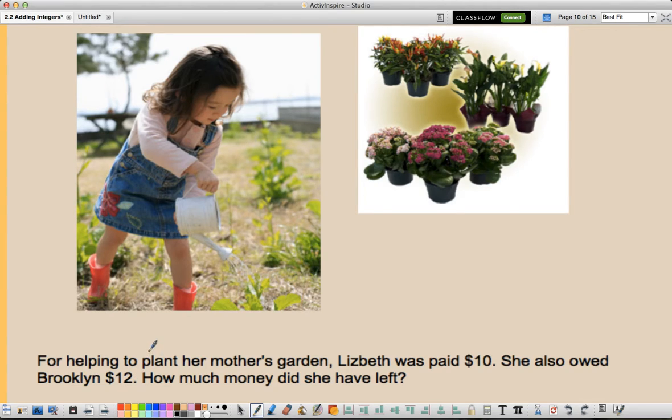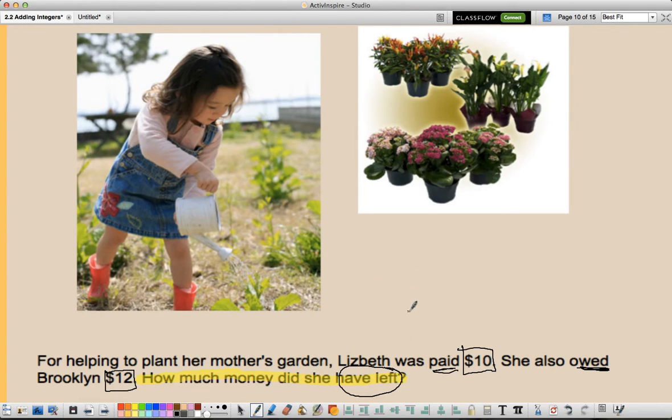All right, so let's take a look at when you have an actual problem that involves negatives. So for helping to plant her mother's garden, Lisbeth was paid $10. She also owed Brooklyn $12. How much money did she have left? Okay, so I want to know the answer to the question of how much money did she have left? And I know that 10 is important and 12 is important, and I'm going to underline paid and owed. And have left, I'm circling because it tells me what to do.